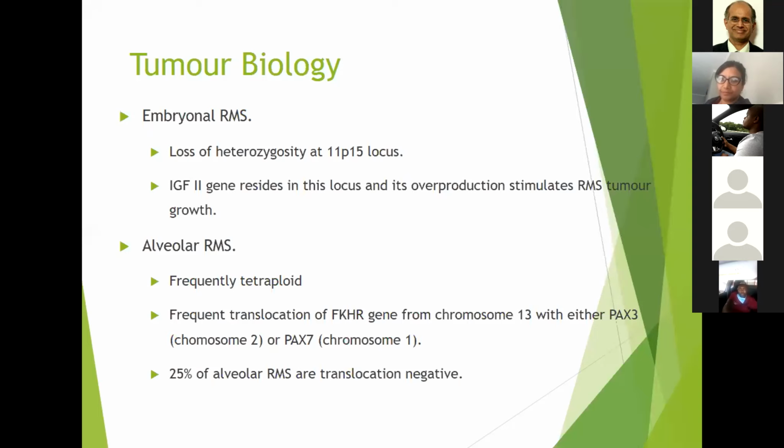Alveolar rhabdomyosarcomas are frequently tetraploid, with a translocation involving the FKHR gene on chromosome 13 with either PAX3 on chromosome 2 or PAX7 on chromosome 1. This is associated with a poorer prognosis. And 25% of them can be translocation negative, and those behave more like embryonal rhabdomyosarcomas.